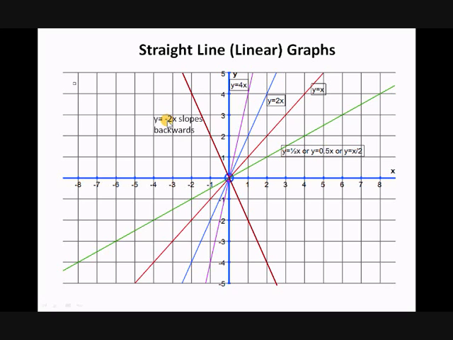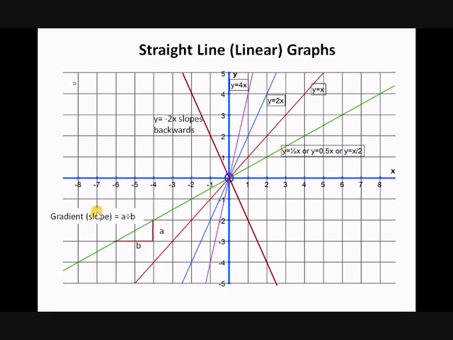So the ones with a minus sign in front of the x, that is called the coefficient of x. That minus 2 in this case. 4 is the coefficient of x here. So if the coefficient of x is negative, or a minus number, it means the line slopes backwards, like that.